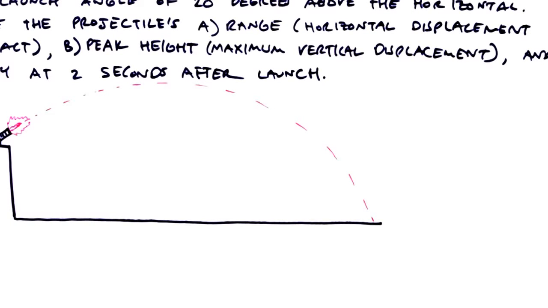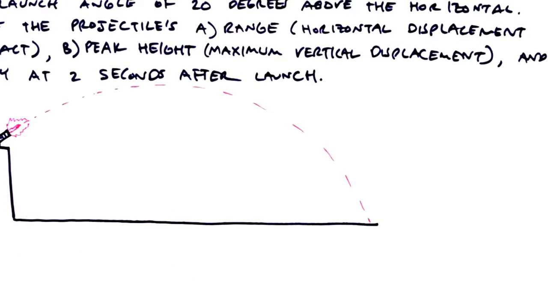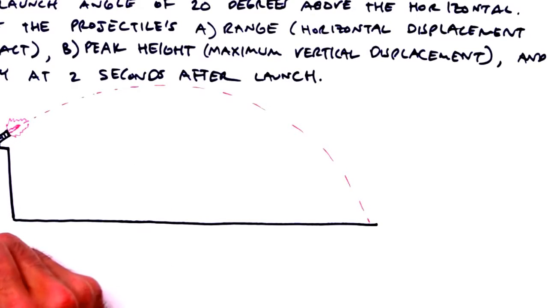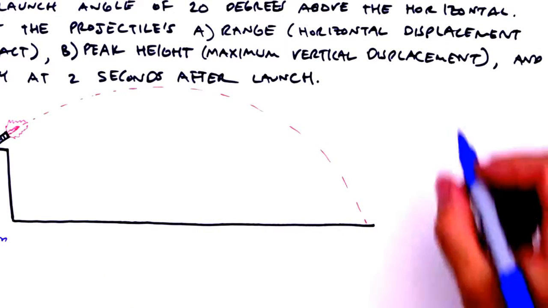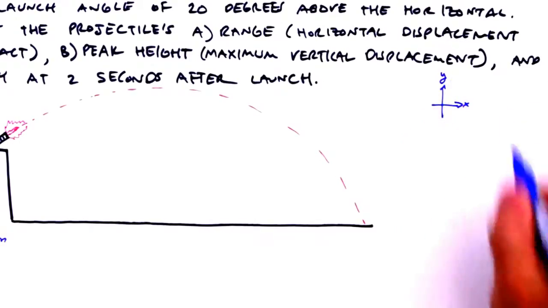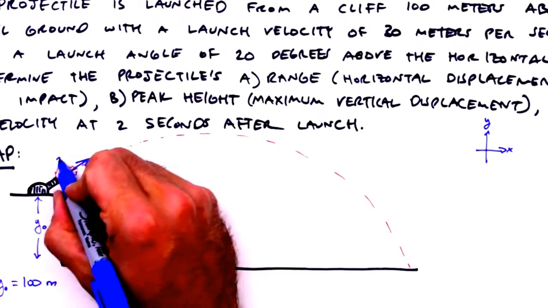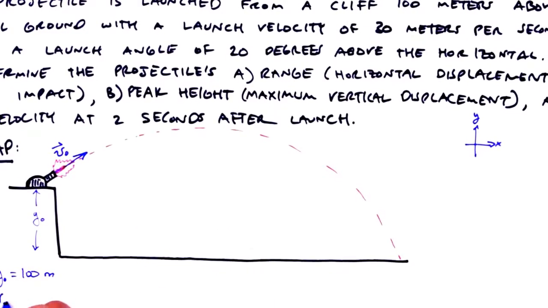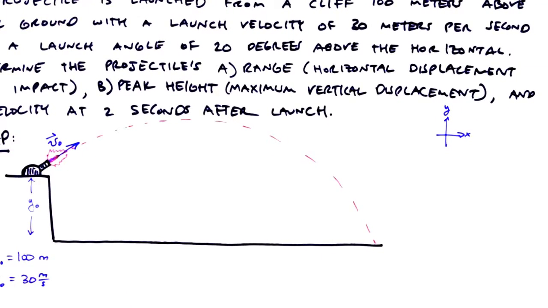Yet. So what are our knowns and unknowns? To start, we're given the height of the cliff, which is to say the initial vertical displacement. And that's 100 meters. Of course, we've already implied our coordinate system, but we need to be explicit and include it on our drawing. Next, we're given the magnitude of the launch velocity, the initial speed of our projectile, 30 meters per second.